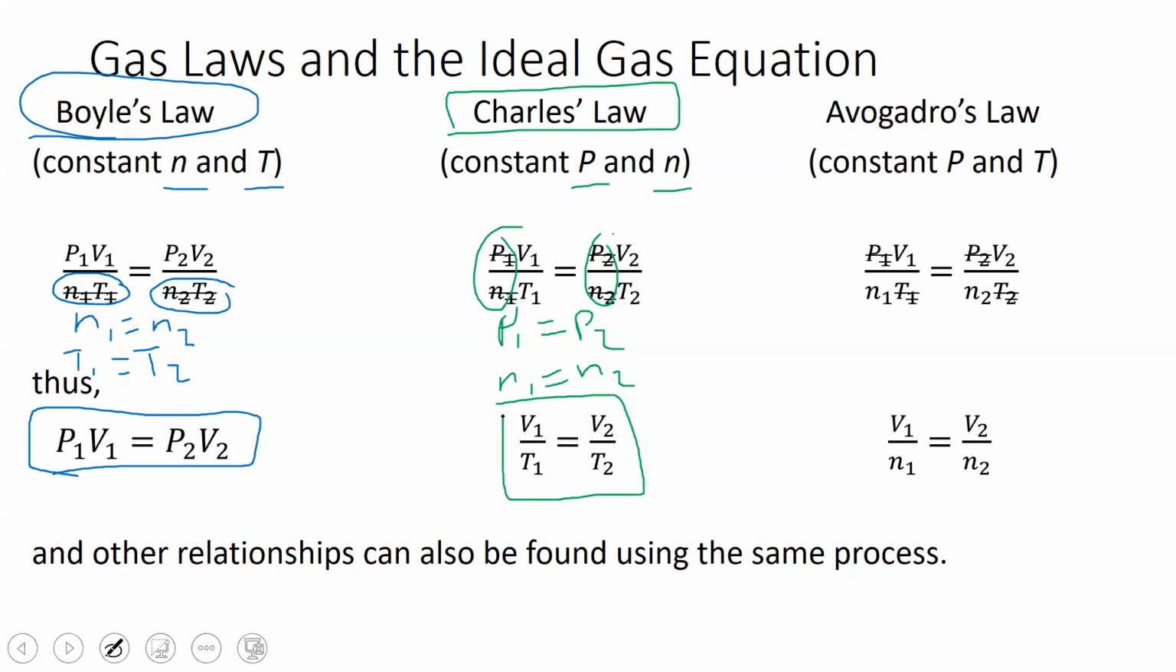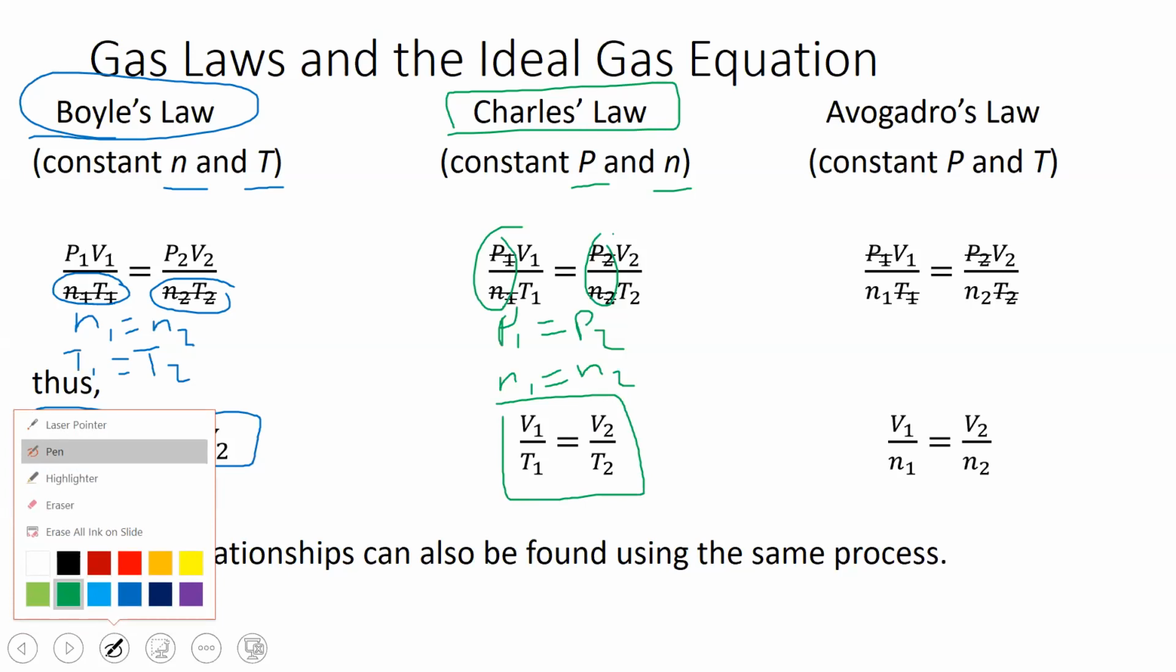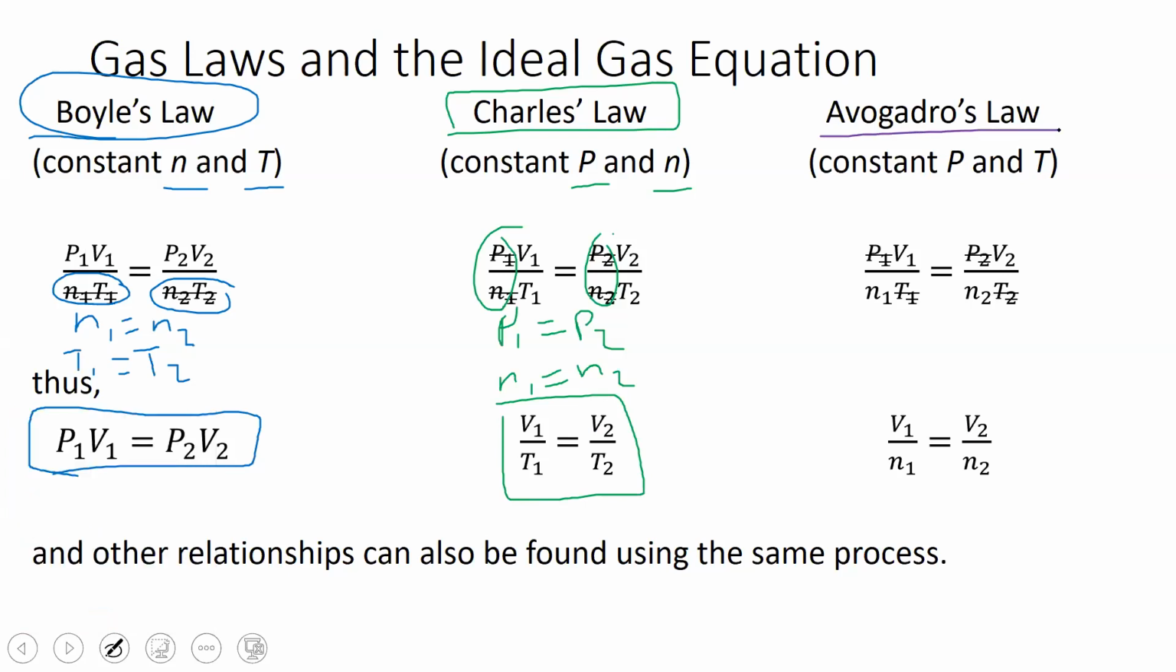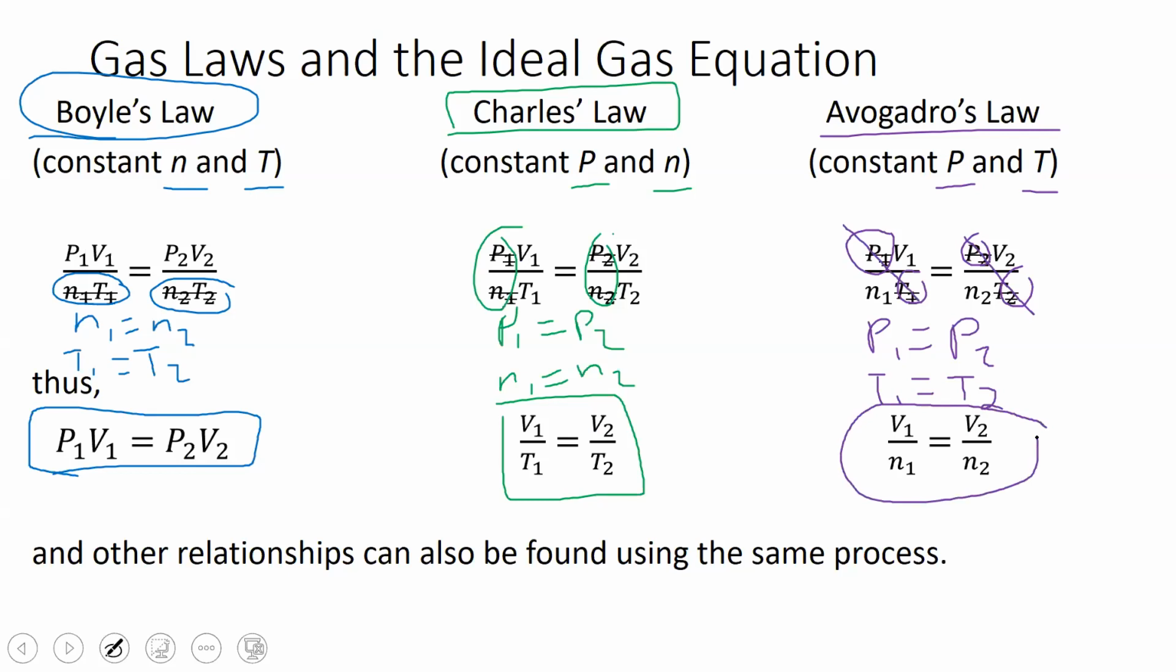If you have a gas and you change the temperature, you can calculate the new volume of that gas. And then for Avogadro's law, we've got a constant pressure and temperature. So P1 equals P2 and T1 equals T2. If those are the case, you can get rid of them as well. That simplifies the ideal gas relationship, for this gas before changing the volume and number of moles, to V1 over N1 equals V2 over N2.